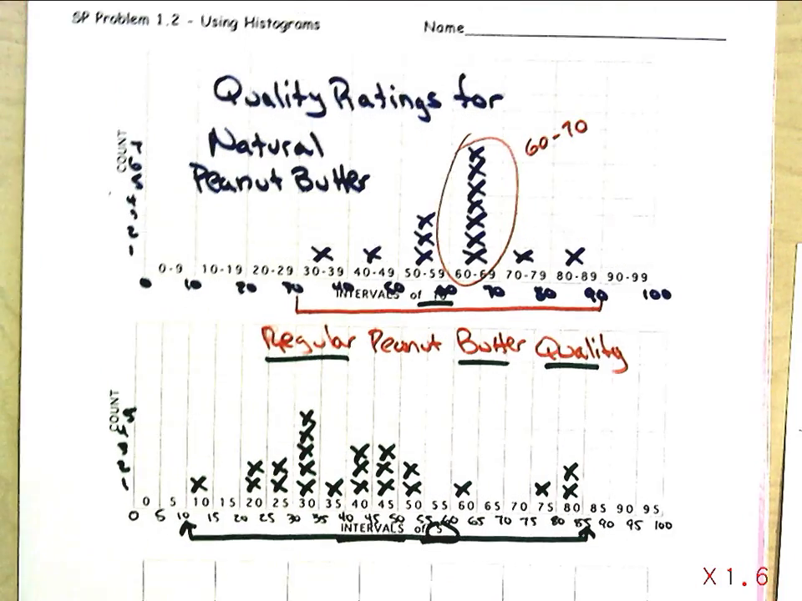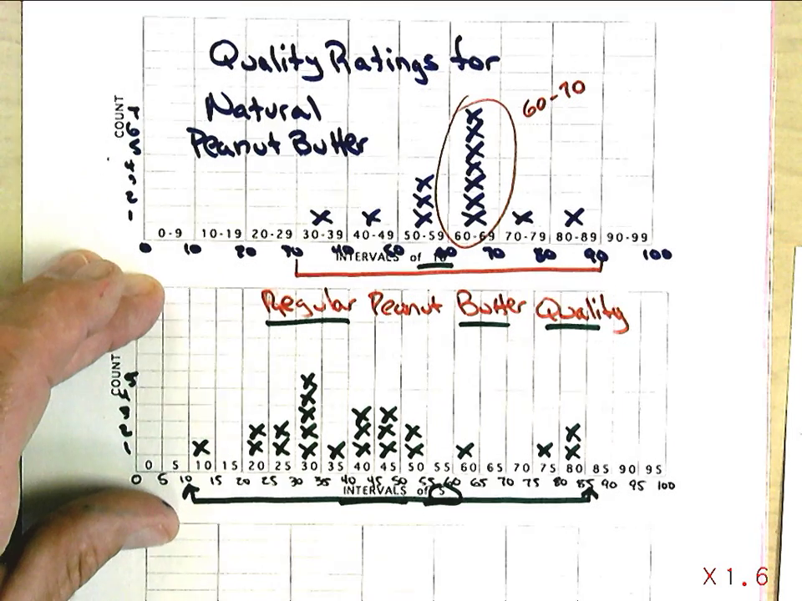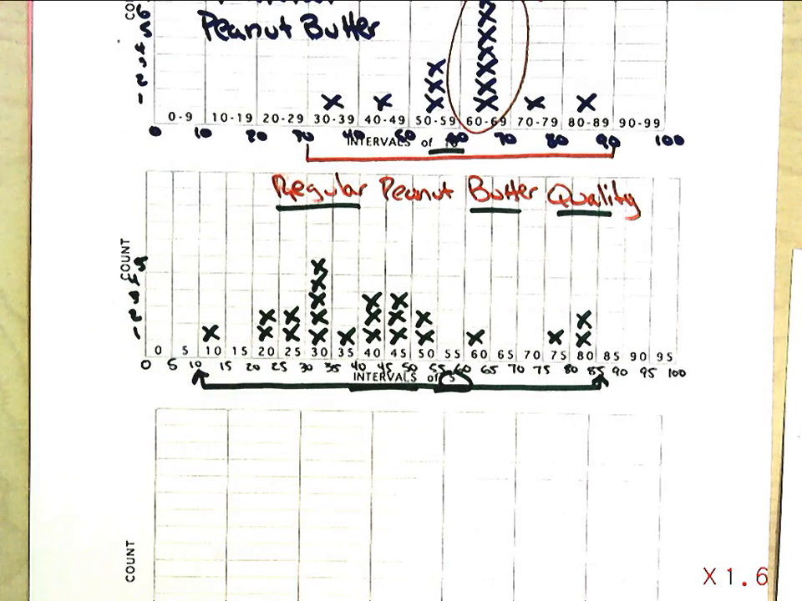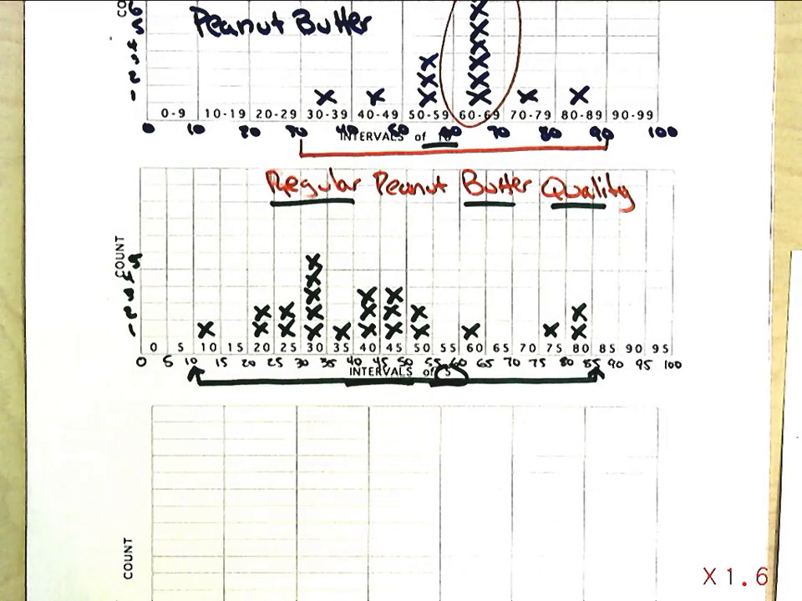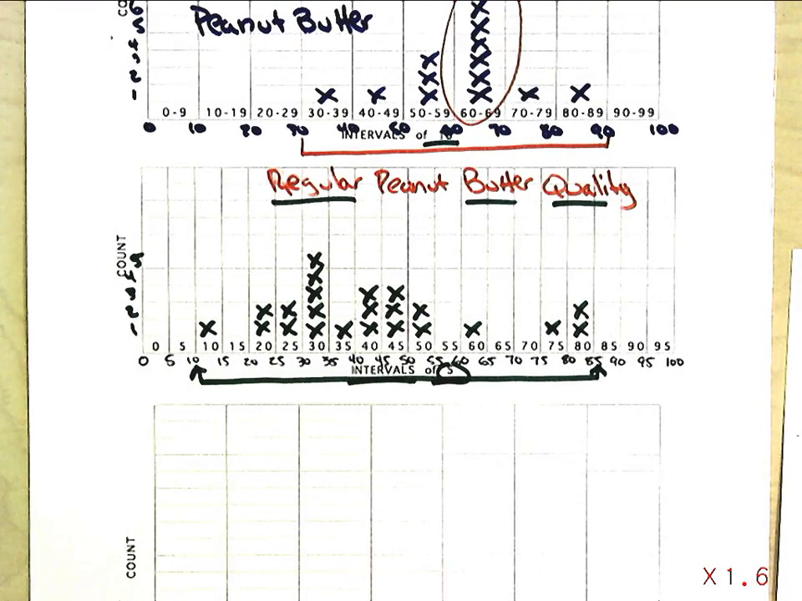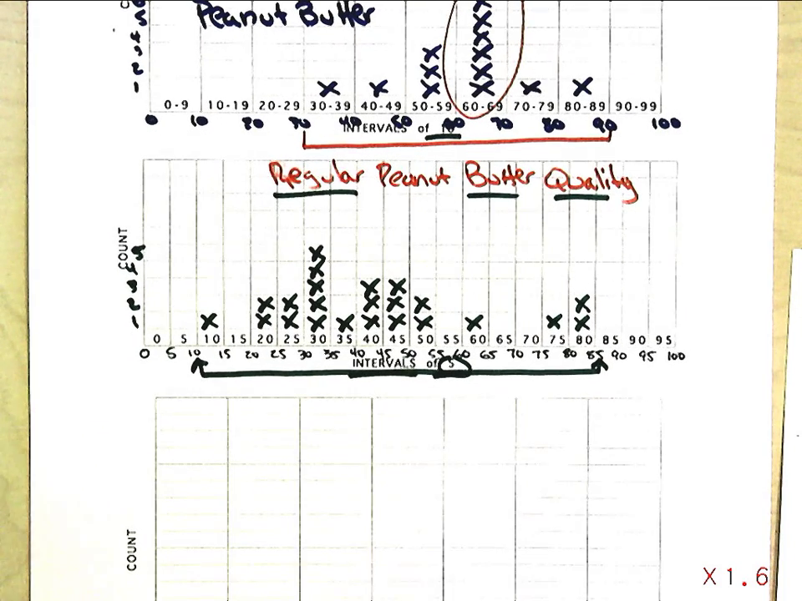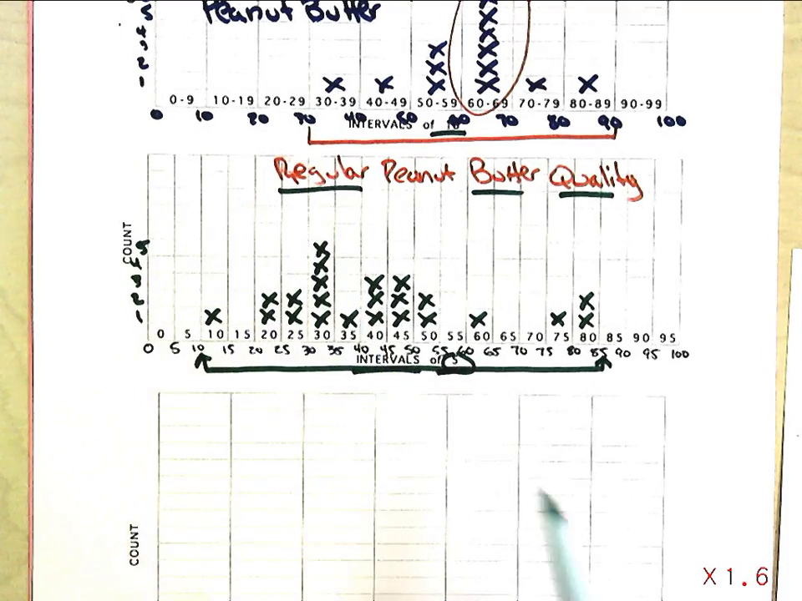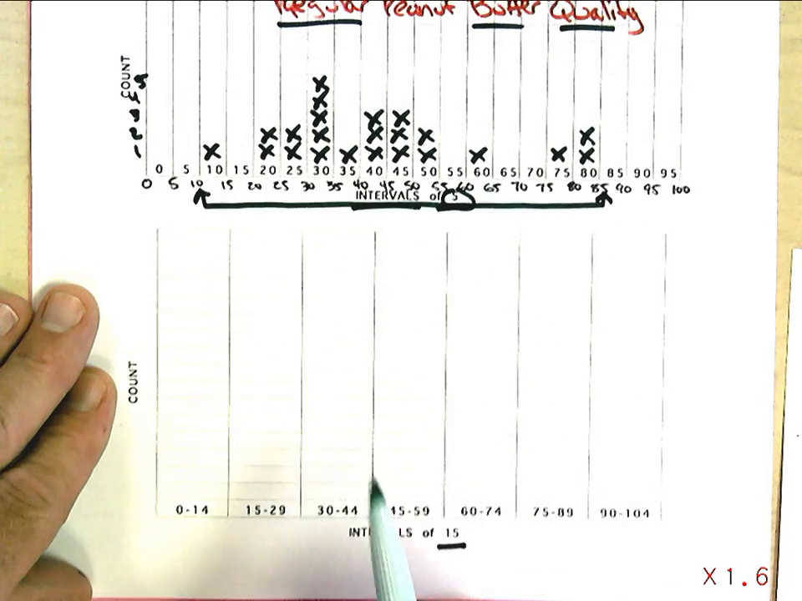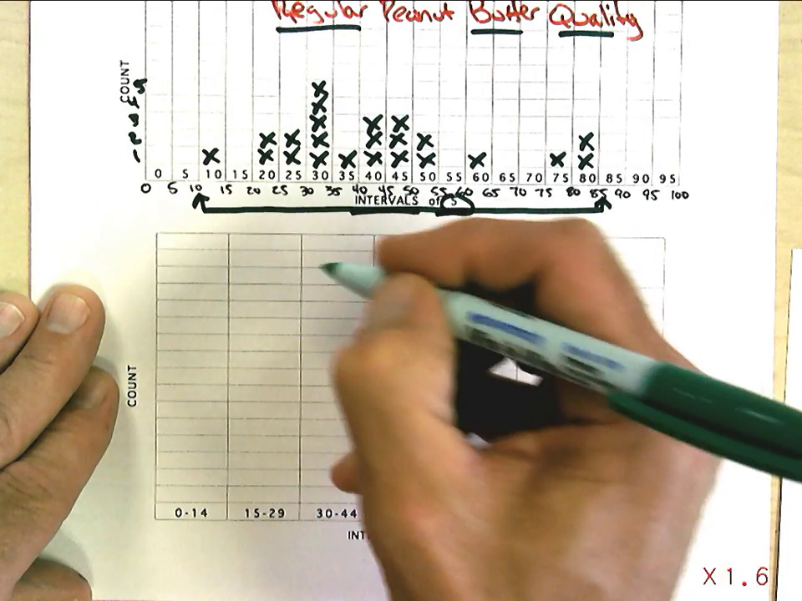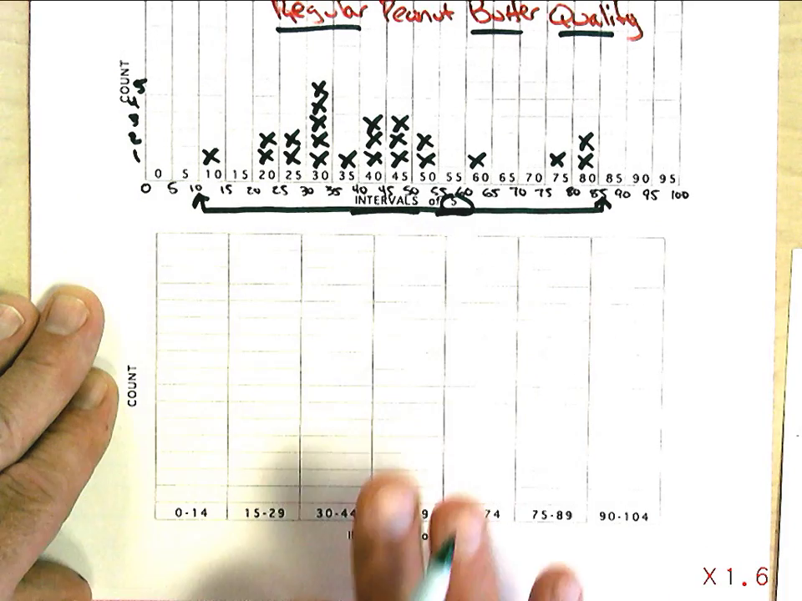So far we've made histograms of the quality ratings of natural peanut butter and histograms of regular peanut butter. And so in this lesson for problem 1.2, we're actually going to do part 2 of question B. We're going to make another histogram using the quality ratings of regular peanut butter, but we're going to change the interval size to 15. So we're going to make really big intervals. And this is going to be for our regular peanut butter again. So same idea. We went from 5 and now we're going to expand it to 15.